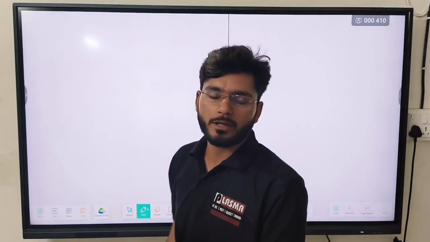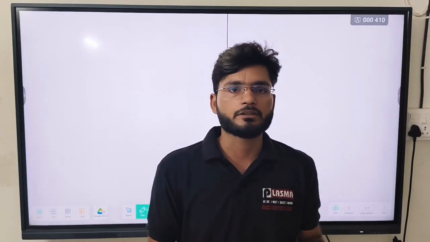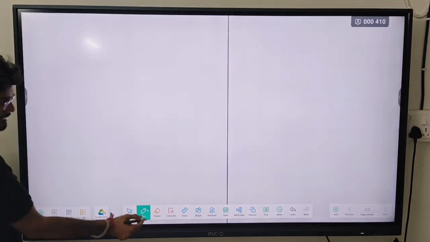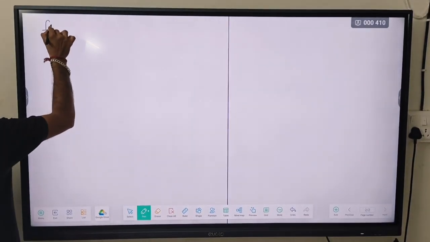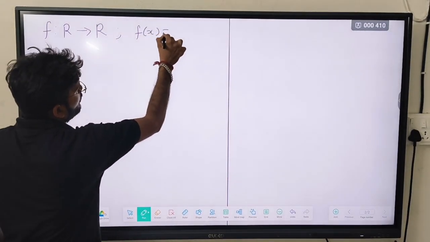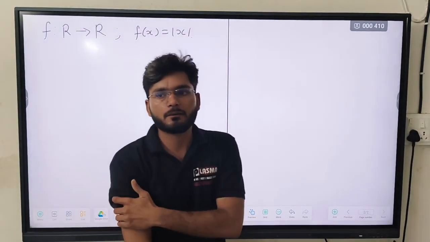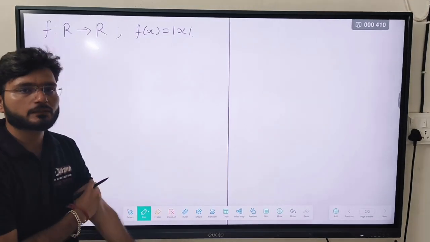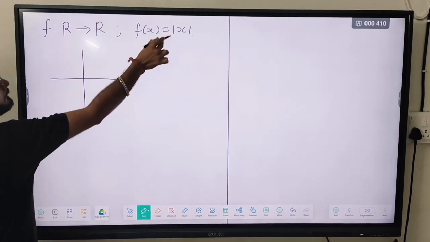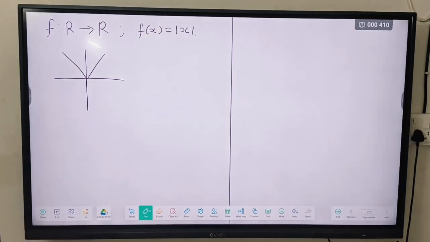Today in this short video, we are going to learn how to draw the graph of some particular kind of functions which involve the mod, right? First of all, we already know from class 11 that if a function f from real numbers to real numbers is defined like f(x) = mod x, then we already know how to draw the graph of this function. I mean, what is the graph of this function and what is the shape of the graph? We already know this. The graph of f(x) = mod x will be V shape, right?